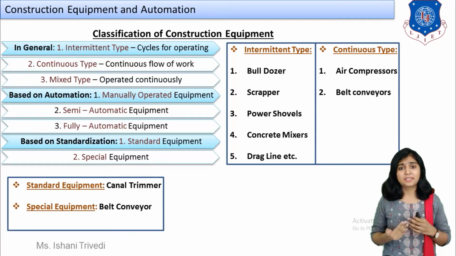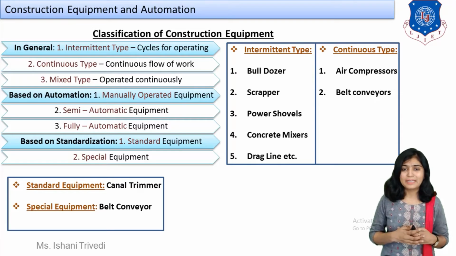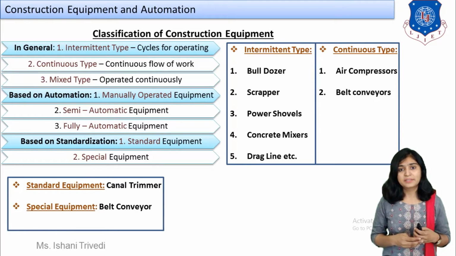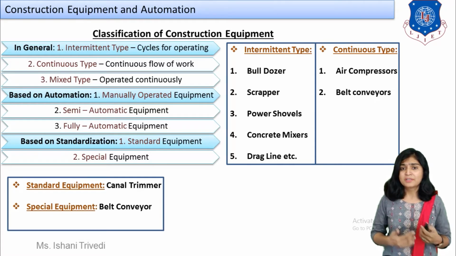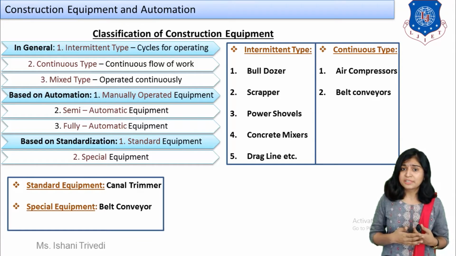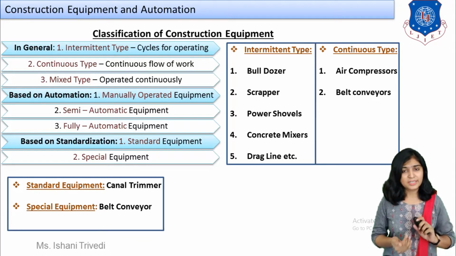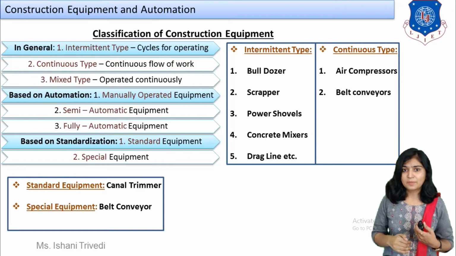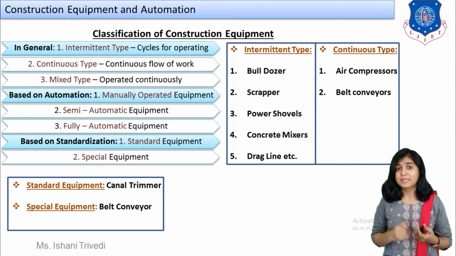There are various parameters by which you can compare these two types of equipment, and it is important to know the difference between these two, so we are going to study that. Here we have the intermittent type, which is based on operating cycles for a specified time. We have bulldozers, scrapers, concrete mixers or power shovels, even aggregate crushers. These are operated based on operating cycles. In the concrete mixer, I already told you that you can again have the continuous type, based on the site requirements, and the continuous type will be the belt conveyors.